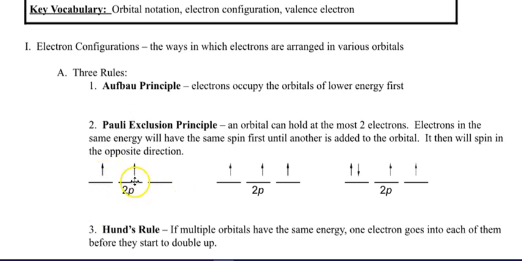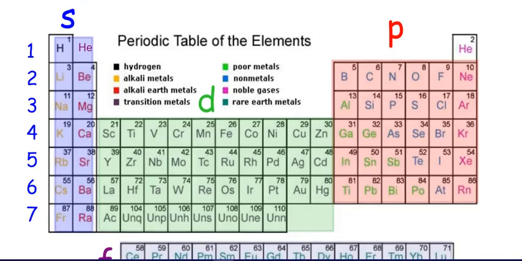Each arrow represents an electron. Notice I have the 2p right here. So what does that mean? Well, let's go back up to my periodic table. Here's my 2, over here's my p. How many are there? There are 6 going across, right? Well, if each orbital can hold up to 2, and I have 6 of them, I need 3 orbitals, don't I?